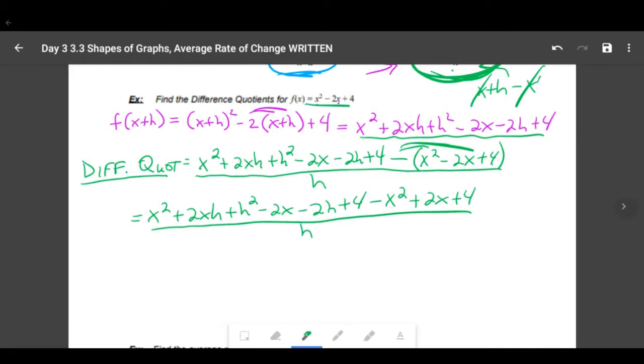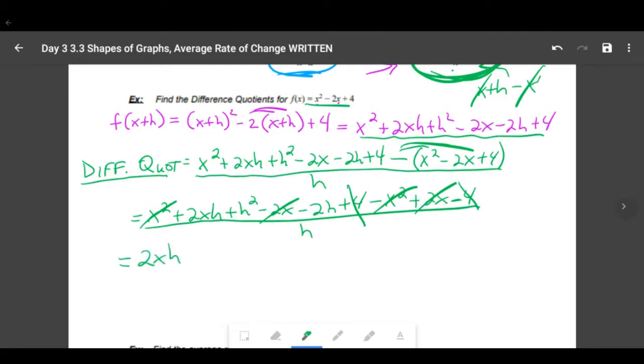All right, here we go. Let's combine some stuff. So let's get rid of these x squareds. Let's get rid of this minus 2x and this plus 2x. Let's get rid of this 4 and see, Mr. A made a silly mistake. See? Oh, gotta be careful. Hopefully you caught that, right? I was just testing you, make sure you're paying attention. All right, so plus 4 minus 4. There we go.